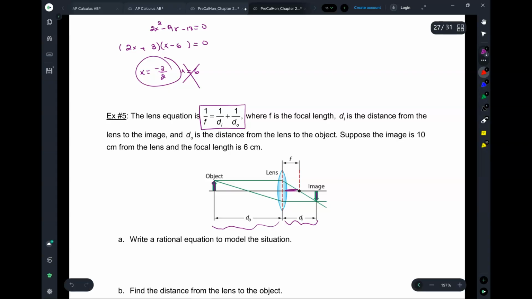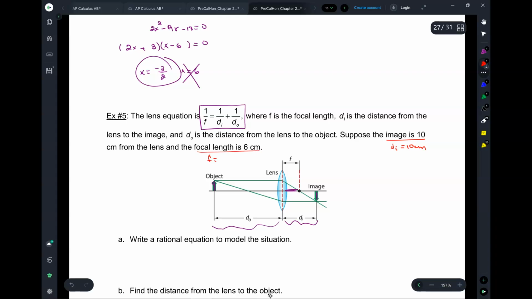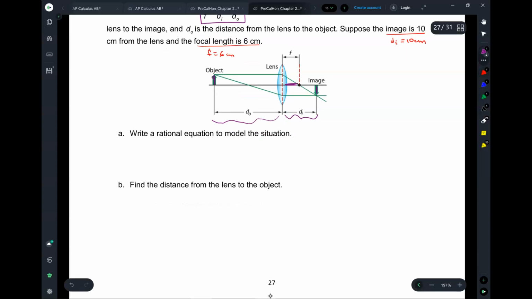And it says here, suppose the image is 10 centimeters from the lens. So basically DI is 10 centimeters. And the focal length is 6. So F is equal to 6 centimeters. Write a rational equation to model this situation. Okay, we can do that.